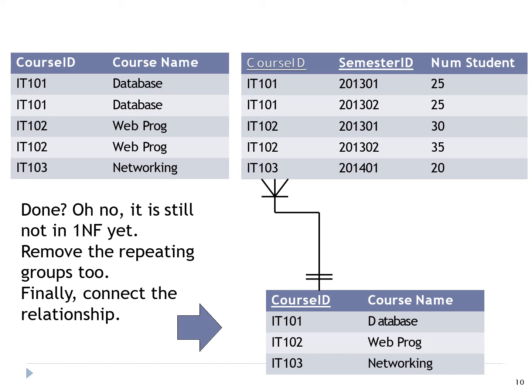So we will normalize this table by removing the repetition. Now we can see that in the second table we have the number of students as a non-key attribute, which is fully functionally dependent on course ID and semester ID. And in the third table we have course name, which is the non-key attribute, and it is dependent on the course ID, which is the primary key of this table. So in both these tables we have full functional dependency, which follows the definition of 2NF.